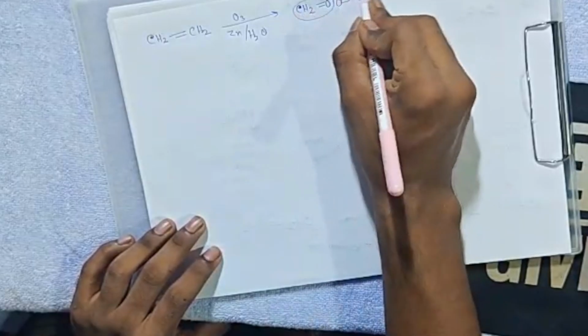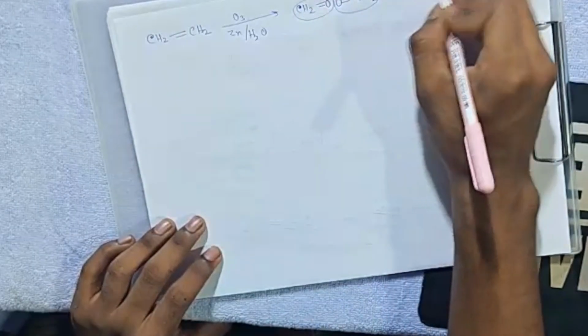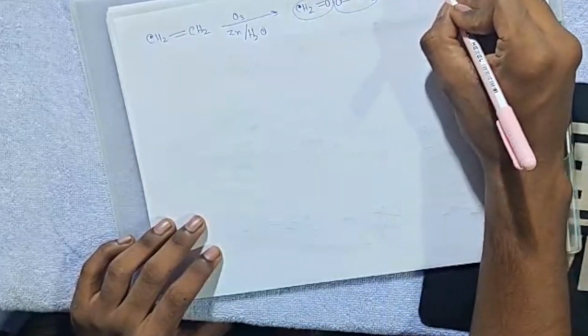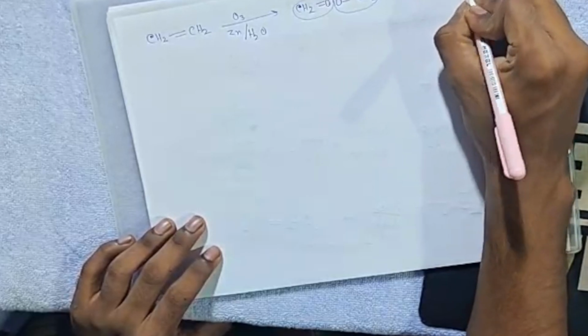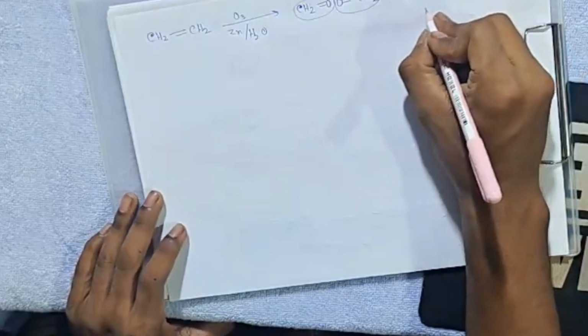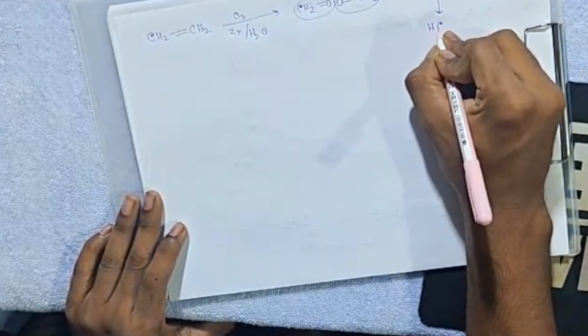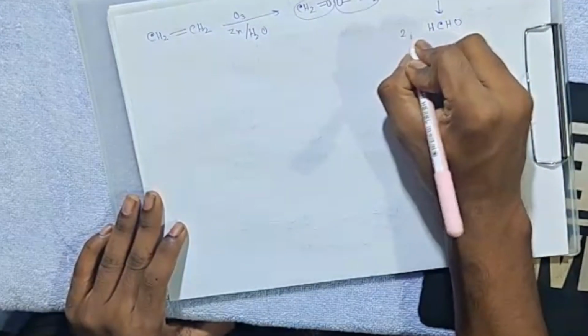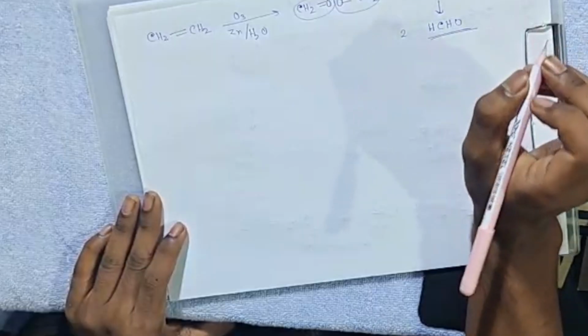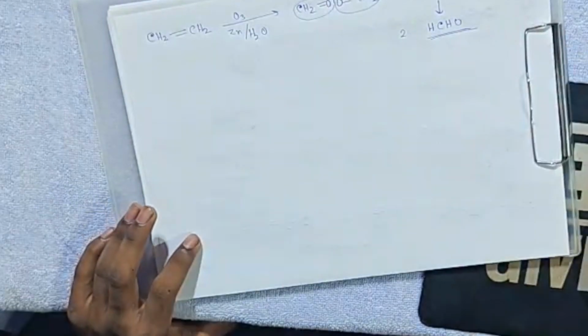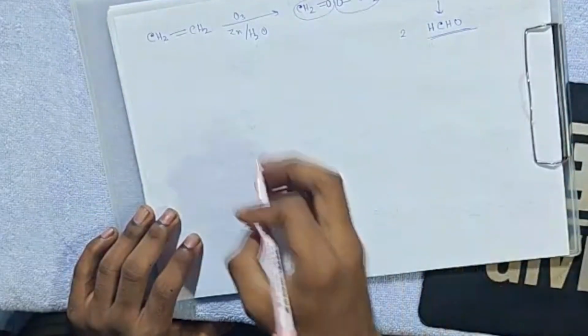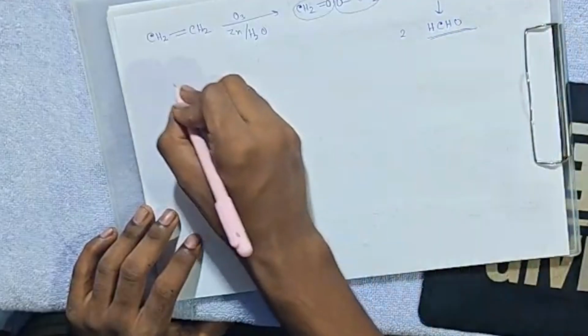How many of this product are formed? Two products are formed. So it is nothing but 2 times CH2 double bond O, and if you write it, this is nothing but HCHO. 2 times HCHO. Simple. Right.